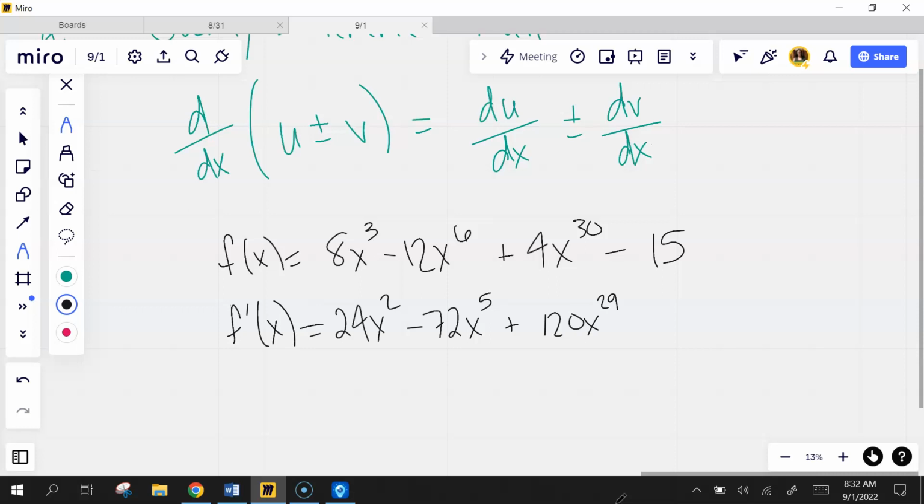What do you think? Mad easy still? Yeah. Okay. Easy to find at a point because you just plug the value in for x. We're going to get into a little bit funkier ones.